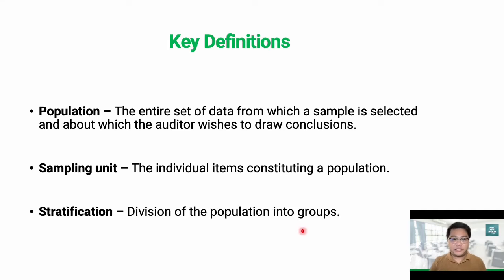So stratification is the division of the population into groups. Now, like for example, you are auditing sales transaction of the client. So you can further subdivide it into, let's say, sales to institutional customers like the corporation and sales to individual customers. Or it's possible also by geographical area. So sales in this region versus sales in other region. Okay? So that is stratification.